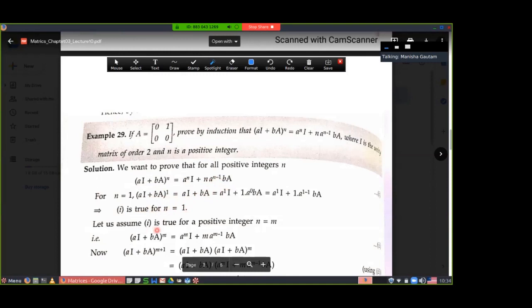Now take, in 11th class, most probably we'll take k and k plus 1. Here it is written m and m plus 1. You can take it like this. Let n is equal to m and put m at the place of n. (AI plus BA) whole power m is equal to a to the power m I plus m a to the power m minus 1 BA. Suppose it is true. Assume that it is true for n is equal to m. Now use this equation and the previous equation. Now find out it is true for n is equal to m plus 1.